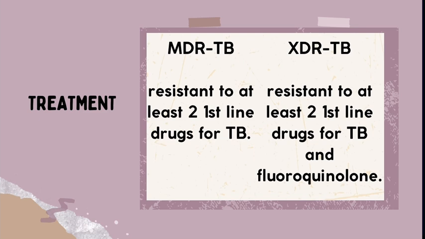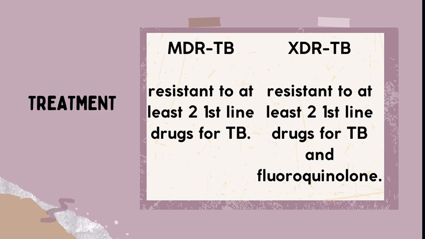For confirmatory testing, you can use culture, such as Lowenstein-Jensen, and then the polymerase chain reaction, or PCR, which is the GeneXpert, which identifies or classifies your TB into MDR-TB or XDR-TB. MDR-TB stands for multidrug-resistant tuberculosis, and XDR-TB stands for extensively drug-resistant tuberculosis.